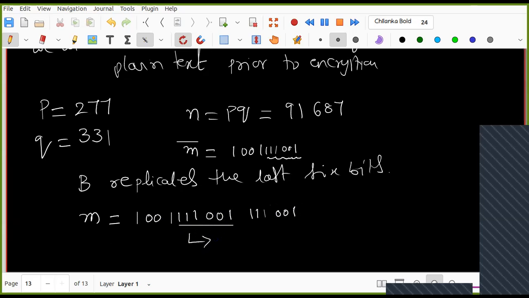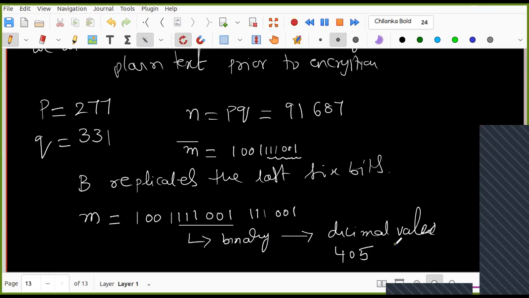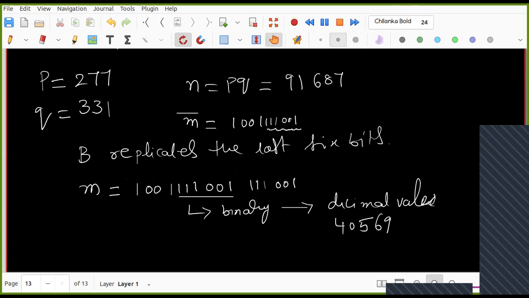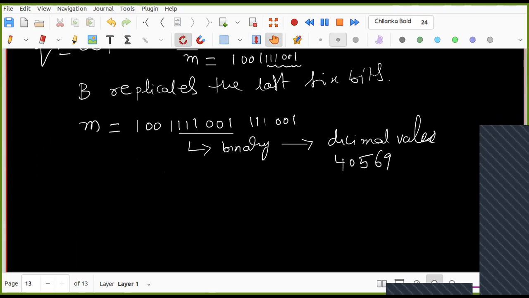This is binary. Now it's a decimal value. The decimal value is now becoming 40569. It is the decimal representation. Now this is my M.